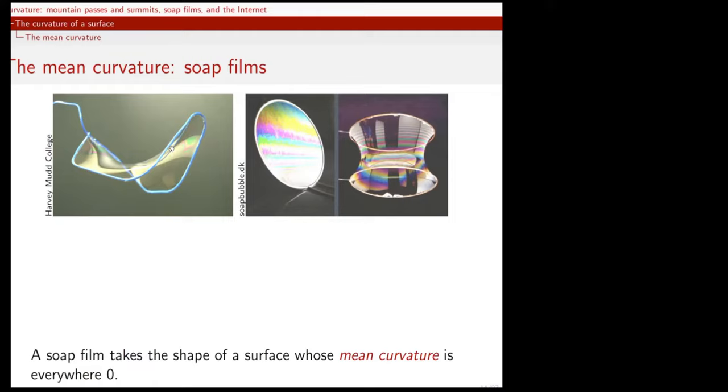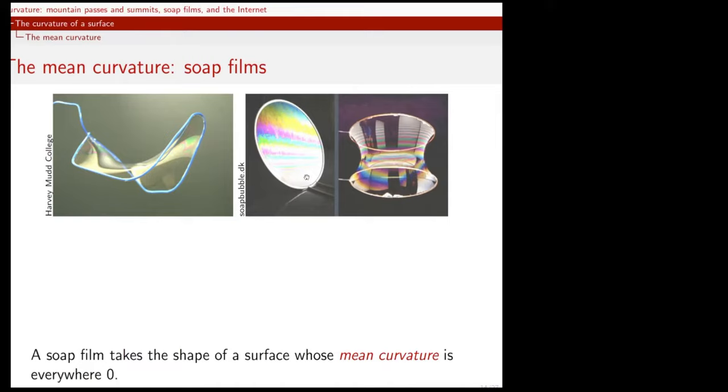So that's an experiment. You can, instead of taking a bad wire like this, take a nice circle that you dip in soapy water. And then what you get is a surface of mean curvature zero. Actually, you know what you get in that case. You get a flat disk. So actually you're not surprised, because we saw that for a flat disk the mean curvature was zero.